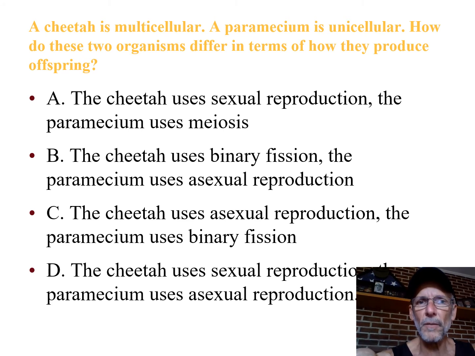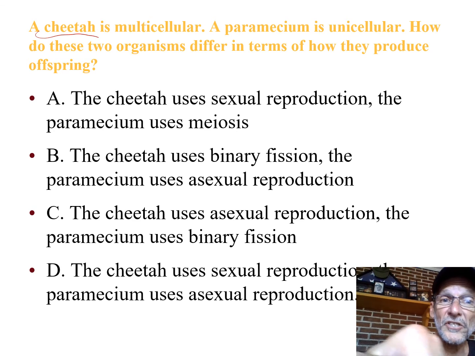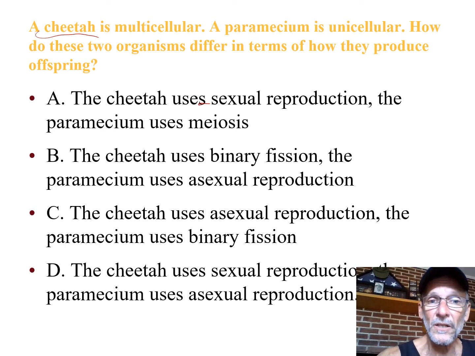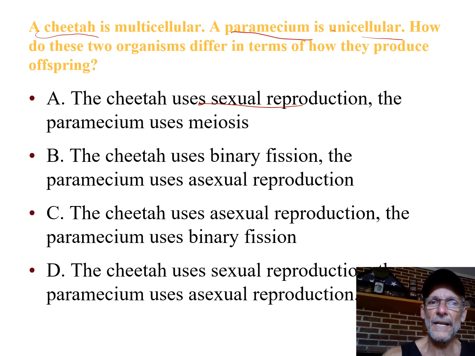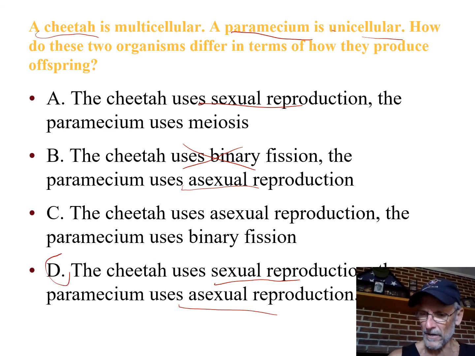Here we have multicellular, unicellular organism, right? In general, this is not a great question. In general, multicellular organisms like cheetahs reproduce sexually, right? And this paramecium, which is just one cell, uses asexual reproduction. And that asexual reproduction is going to be mitosis. So the cheetah doesn't use this, though. That's what prokaryotic cells do. The cheetah uses sexual reproduction, paramecium asexual. So that's the right one.